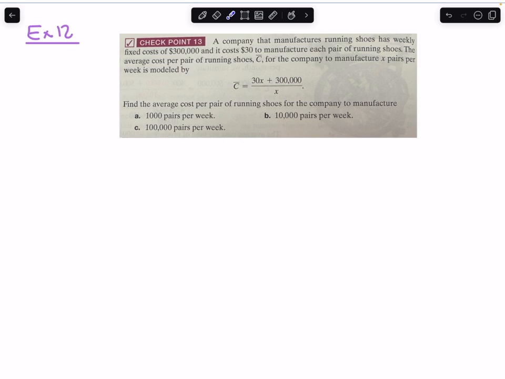So our job in this case is to find the average cost per pair of running shoes for the company to manufacture. In part A, we'll look at 1,000 pairs per week. In part B, we'll look at 10,000 pairs per week. And in part C, 100,000 pairs per week. So we're looking for various values of C bar when X has different values. So in part A, X is equal to what? Well, it's equal to 1,000 pairs, so 1,000. In part B, X is equal to 10,000. And in part C, X is equal to 100,000.